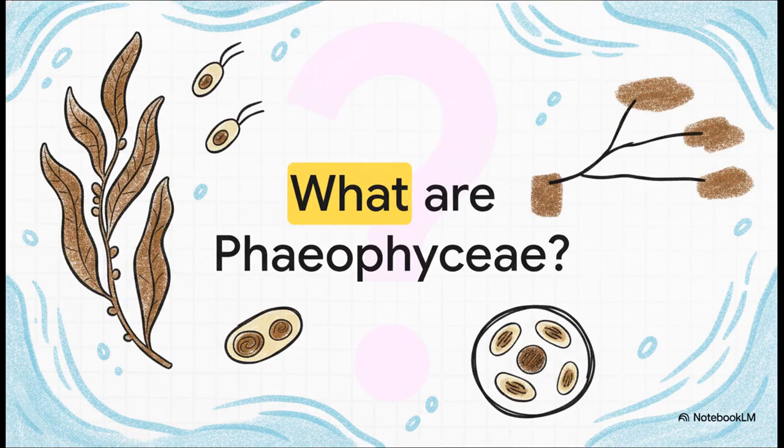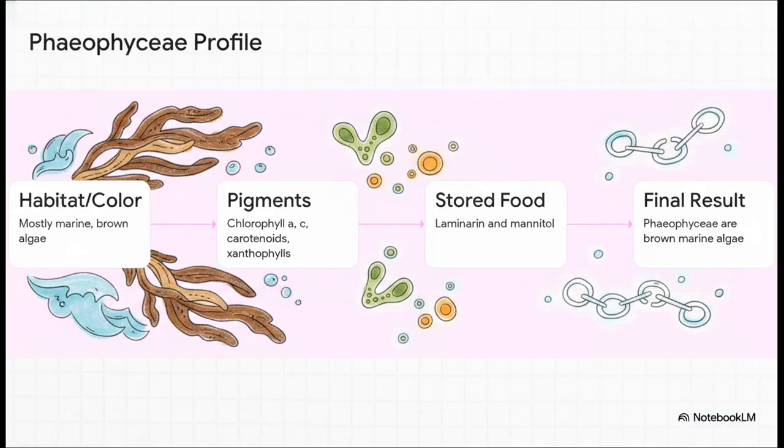Okay, let's test your immediate recall of those facts with a direct, short answer question from Extra Marks. What are phaeophyceae? How would you construct the perfect, full credit response? Let's systematically dissect the required answer, line by line. First, identify the habitat and color. You must state that they are mostly marine and are commonly known as brown algae.